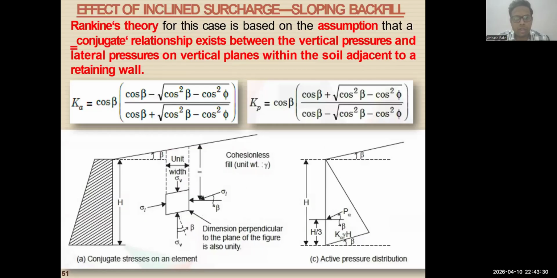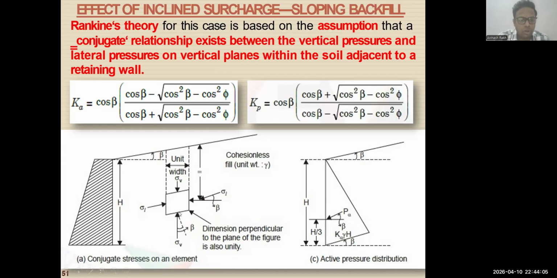Next part. Now we're going to see the effect of inclined surcharge on a backfill. Rankine theory for this case is based on the assumption that a conjugate relationship exists between the vertical pressure and the lateral pressure on vertical planes within the soil adjacent to a retaining wall. So we're going to see the formula. In the case of the Ka condition and Kp condition, Ka is the active earth pressure coefficient and Kp is the passive earth pressure coefficient.